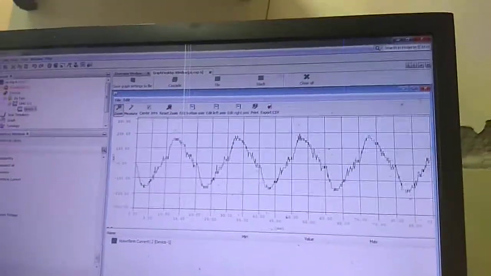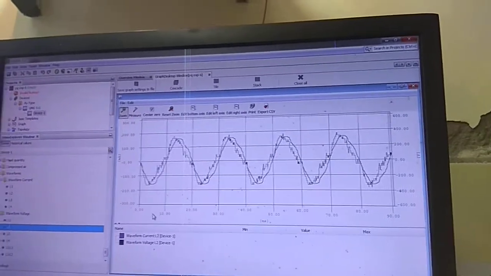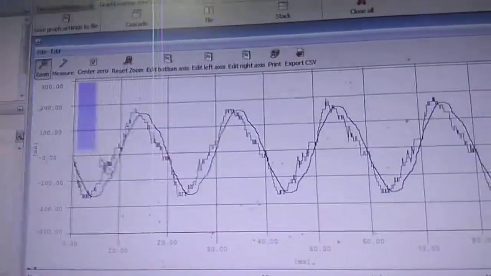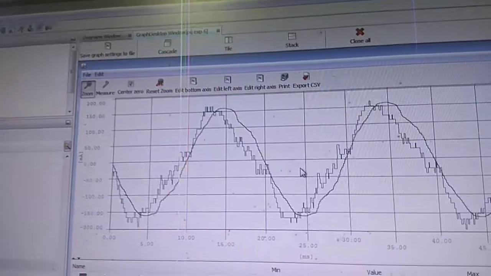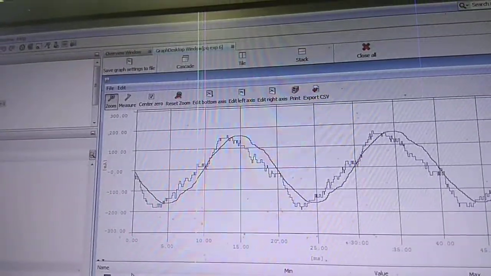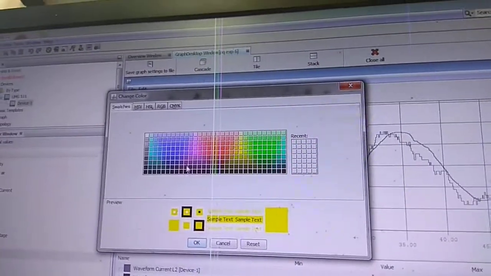Now we are seeing the waveform of this LED. Please see that this is the waveform of the LED, voltage and current waveform, and you can see that the current is highly distorted in nature.